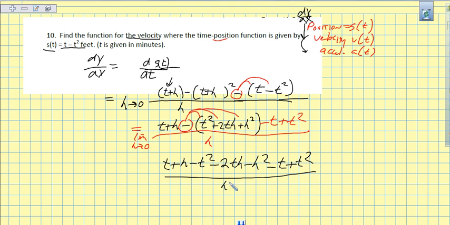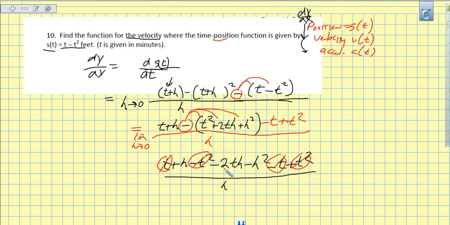Just slow down and take your time. So we have t minus t, that cancels. We have a negative t squared here, which cancels with this positive t squared.